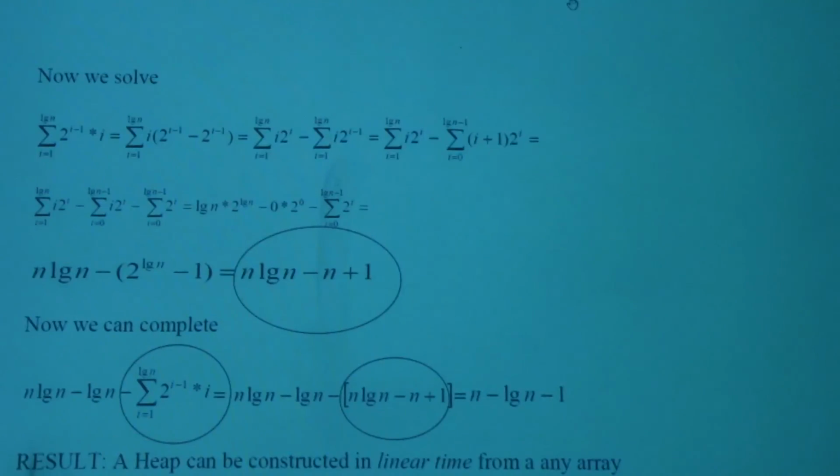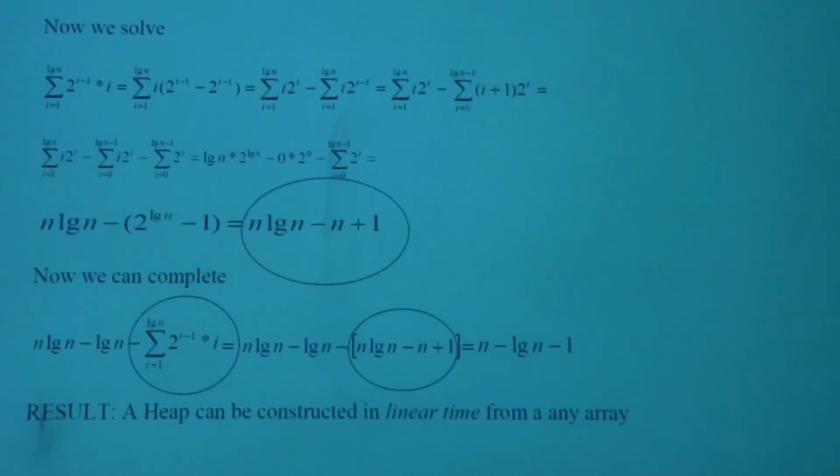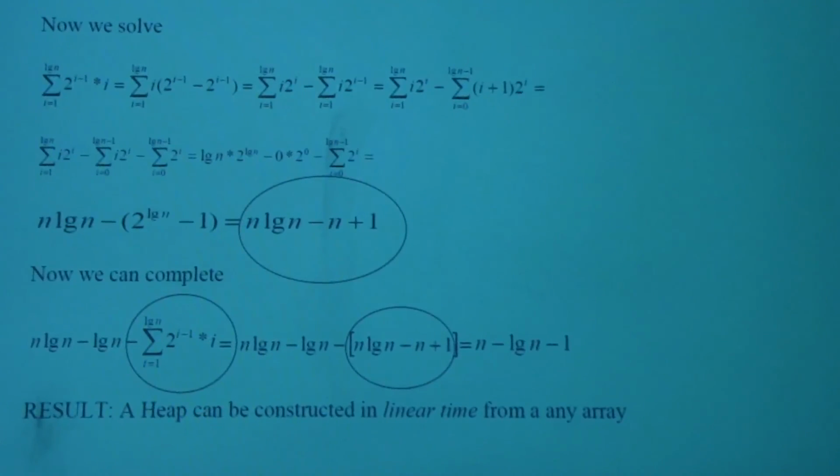So our theta complexity is theta n. So we can build a heap in linear time. This is a very interesting analysis because it's a very powerful result. We can build a heap from a random array of data in linear time. That's a lot faster than quicksort, but it's not the same thing. We didn't sort anything, but we know we can find the biggest element. How fast? In linear time.